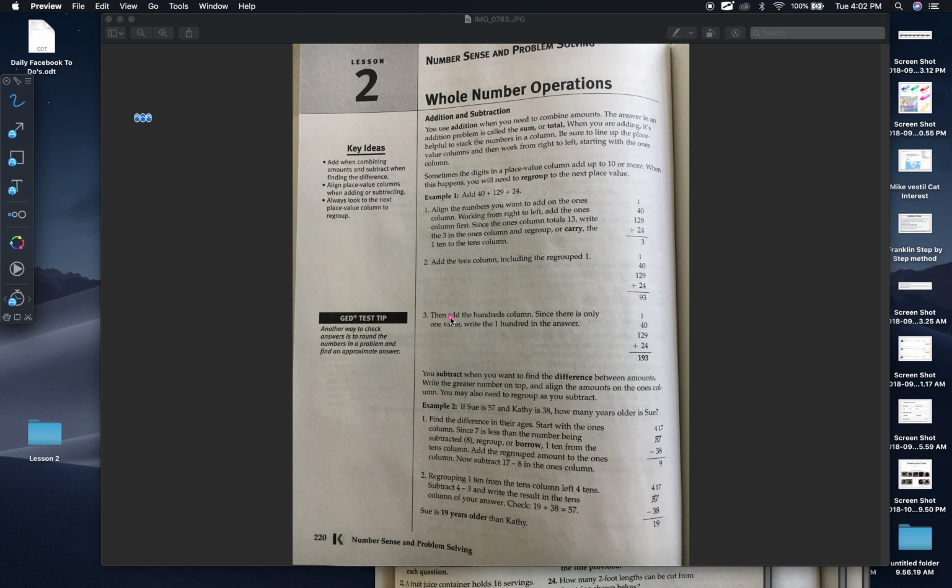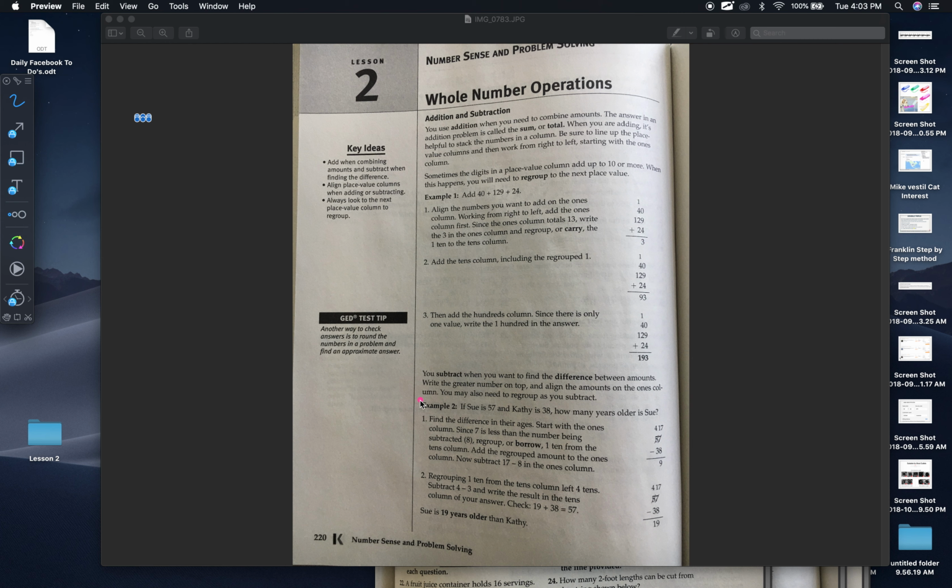So that's basically it, I skipped ahead and finished it for you. Let me read this anyway. Then add the hundreds column. Since there is only one value, write the 100 in the answer. That's basically what it meant. You subtract when you want to find the difference between two amounts. Write the greater number on top and align the amounts on the ones column. You may also need to regroup as you subtract.